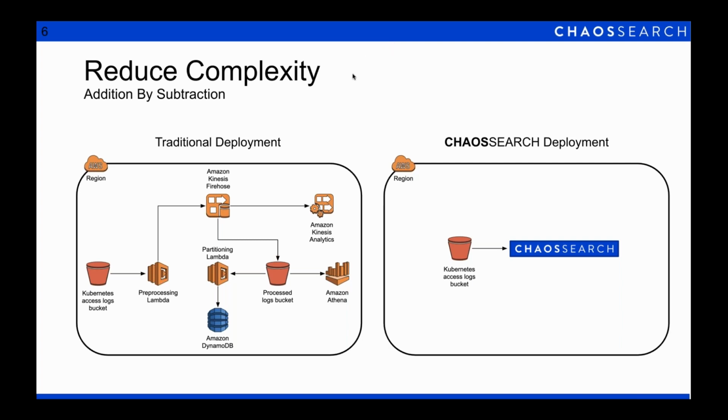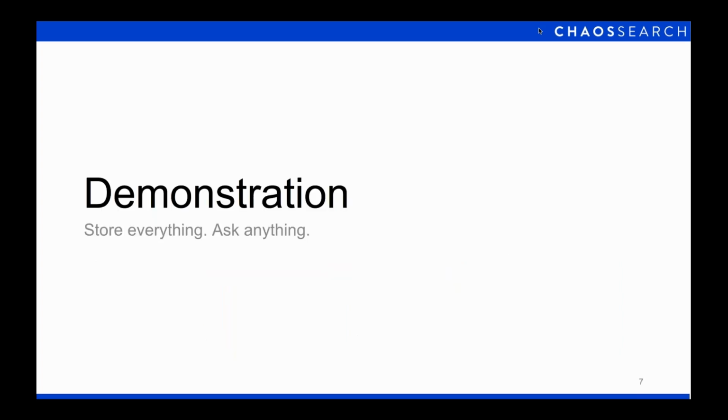So on the right-hand side, you see a deployment for ChaosSearch, which is very, very simple, as I explained. It's basically getting your logs into S3. We index those logs on your behalf. We put the indices back into S3, and then we provide you a Kibana user interface to search and analyze that data. Extremely, extremely simplified.